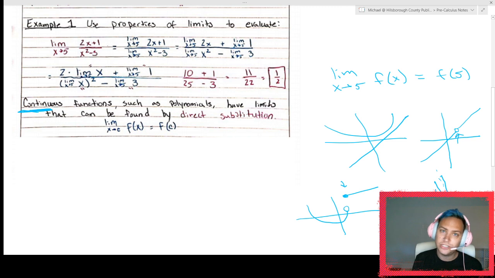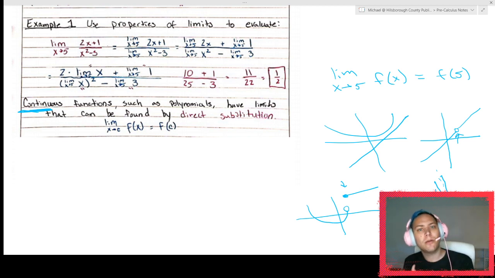So whenever functions have holes or infinity lines or jump discontinuities, then we say they're not continuous and you can't use direct substitution. So as long as it's a well-behaved function, that's beautiful. You just plug it in and solve. Which kind of leads us to this being pretty nice and easy, right? This section is going to be super easy.